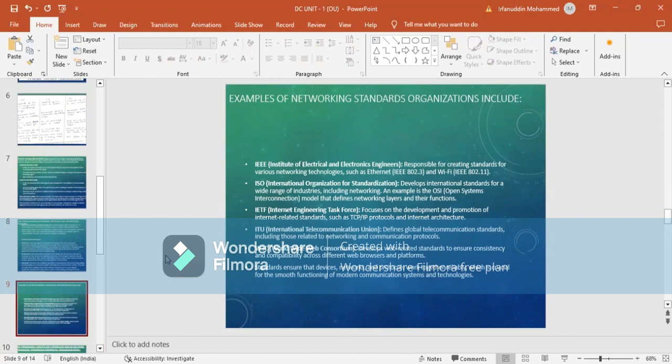The International Telecommunication Union defines global telecommunication standards, including those related to networking and communication protocols. The World Wide Web Consortium develops web standards to ensure consistent and compatible access across different web browsers and platforms. Standards ensure that devices, networks, and protocols work together reliably, which is crucial for the smooth functioning of modern communication systems and technologies.